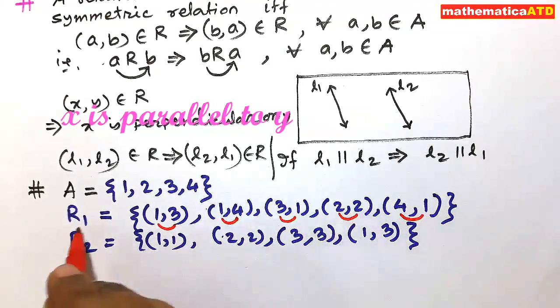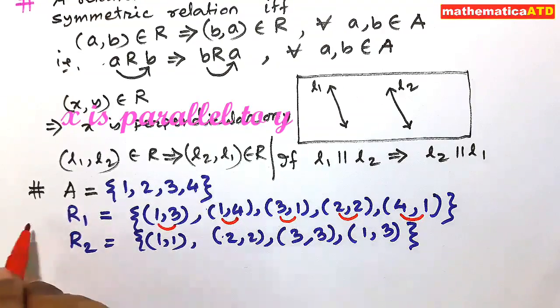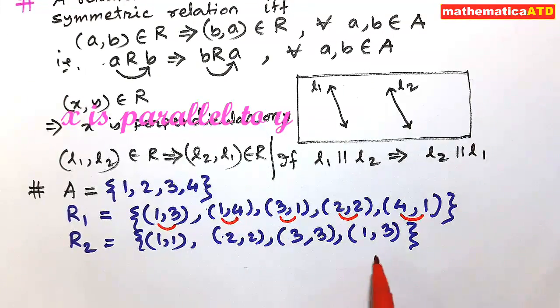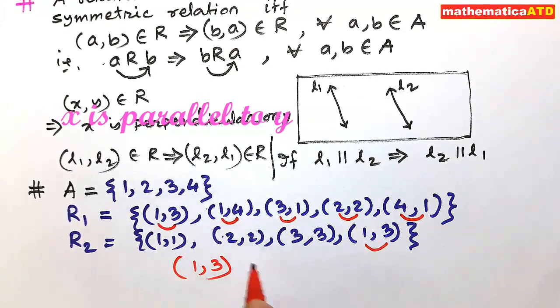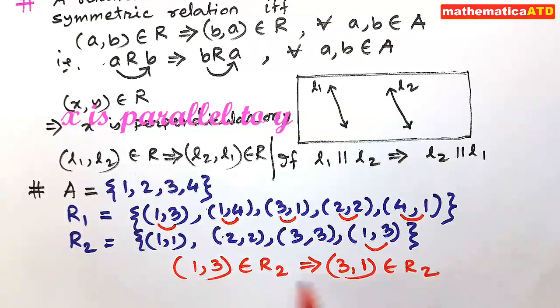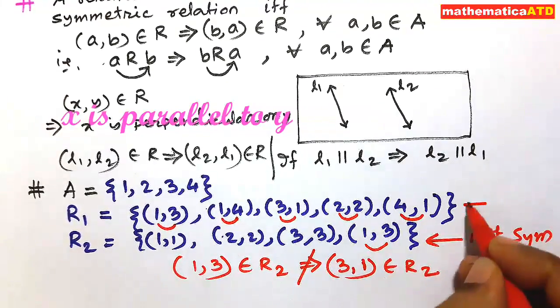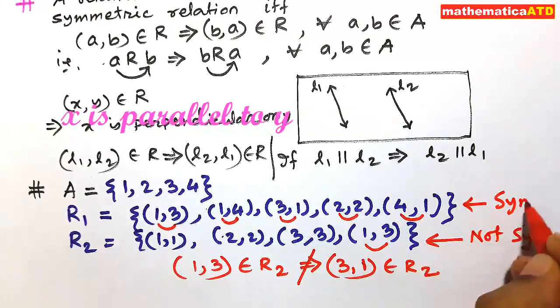(2, 2) belongs to R1, and its opposite (2, 2) also belongs to R1. So this is an example of a symmetric relation. But here we see that (1, 3) belongs to R2, but it does not imply that (3, 1) also belongs to R2. So R2 is not symmetric, but R1 is symmetric.